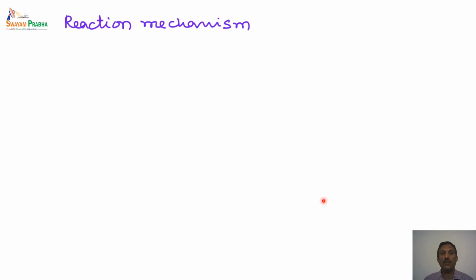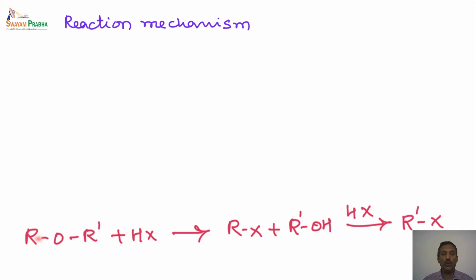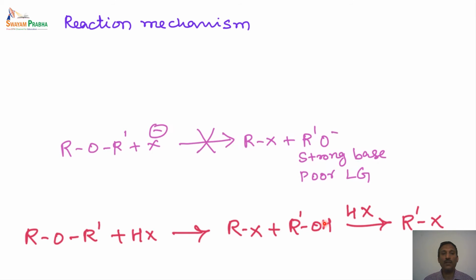Let us look at the reaction mechanism for this particular case. So we know the ether ROR is treated with HX to give RX and R prime OH. So what is the mechanism by which the reaction can proceed? Here the HX is basically H plus and X minus, but this X minus cannot attack any of these compounds, because RO minus is a strong base, which is a very poor leaving group. So this type of cleavage, that is the attack of the nucleophile first to form the alkyl halide, does not happen, because that would end up with a strong base, which is a very poor leaving group.